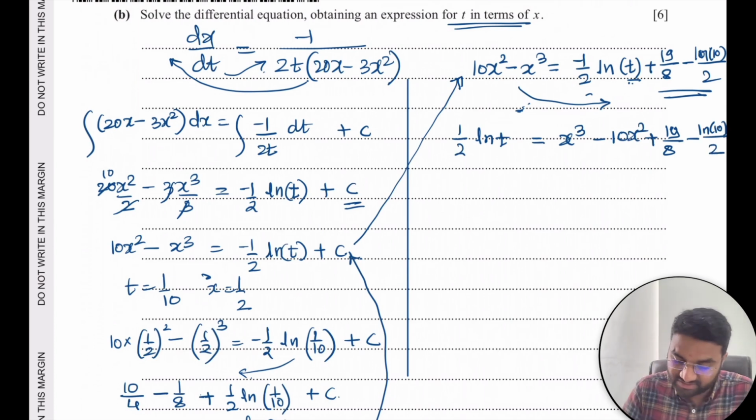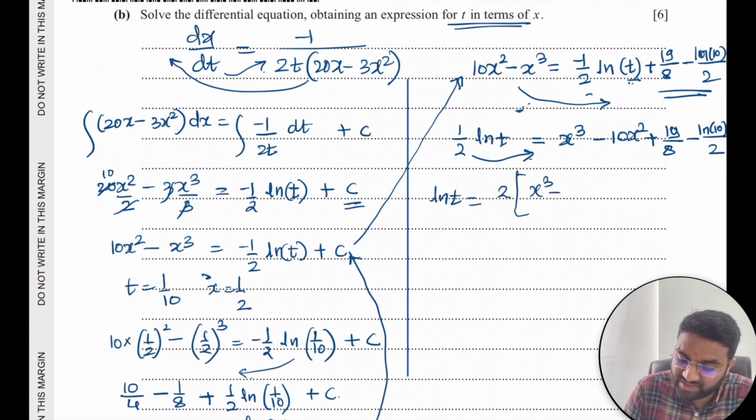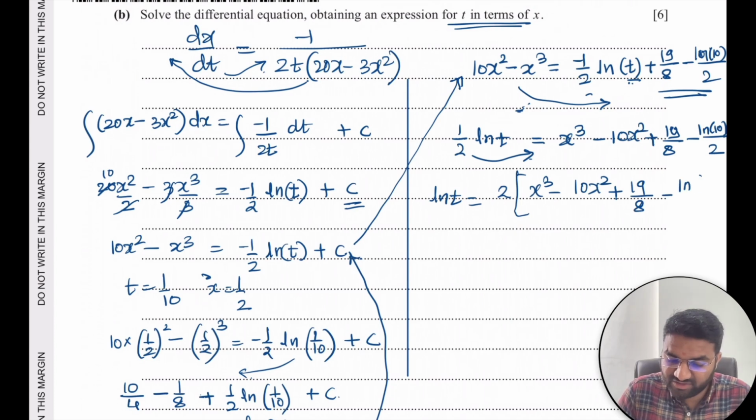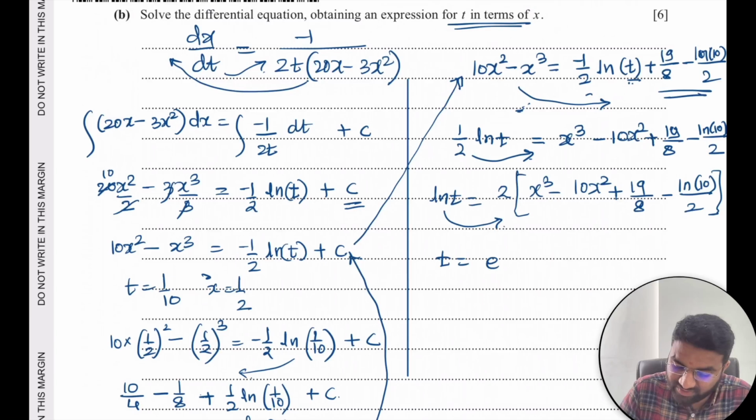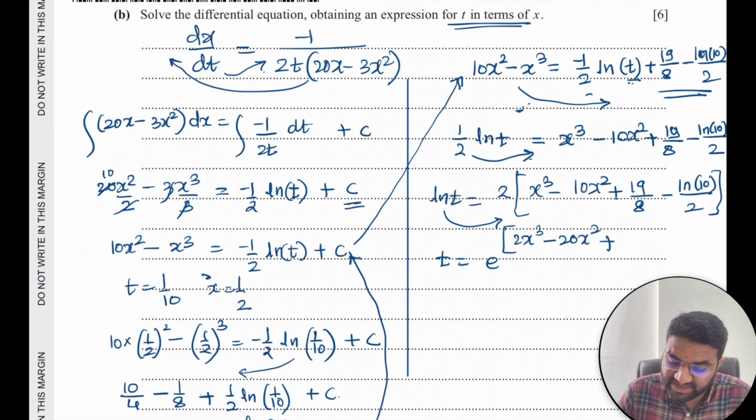Fine. Now transfer the 1 upon 2 to the right hand side. It's ln of t is equal to 2 in bracket x cube minus 10x square plus 19 by 8 minus ln of 10 over 2. So multiply this 2 in the bracket. Okay. So transfer ln to the right hand side. So t is equal to e to the power of 2x cube minus 20x square plus 19 by 4 minus ln of 10.